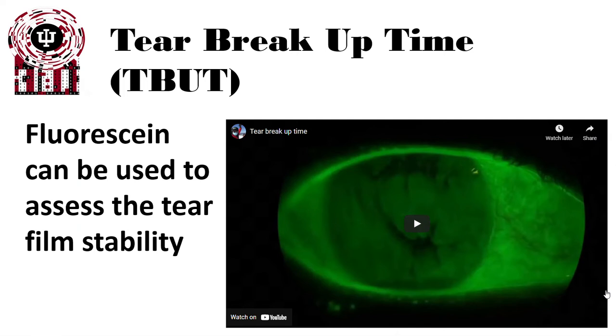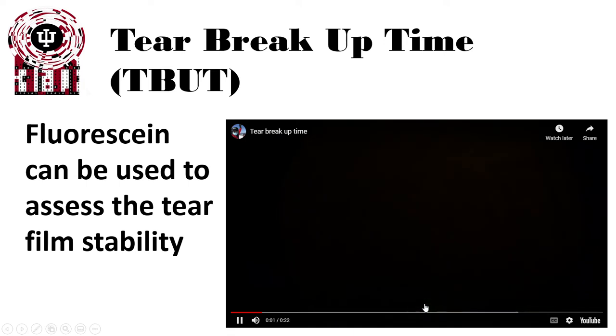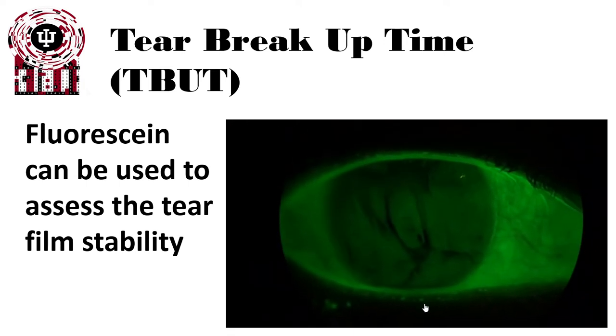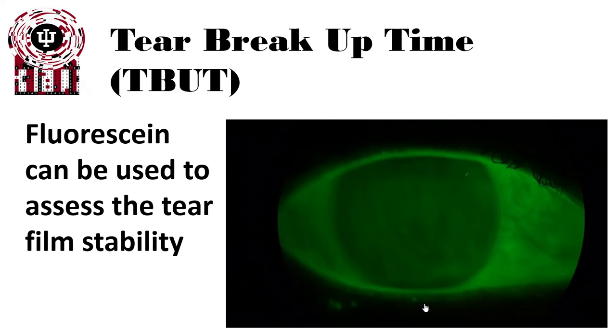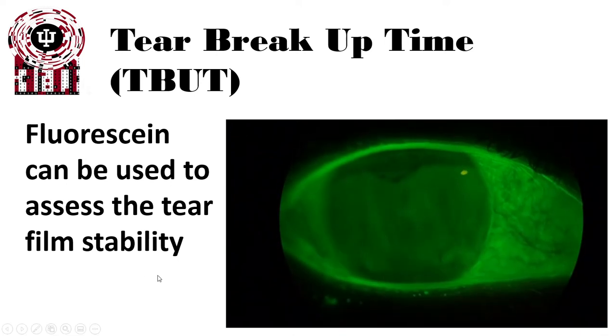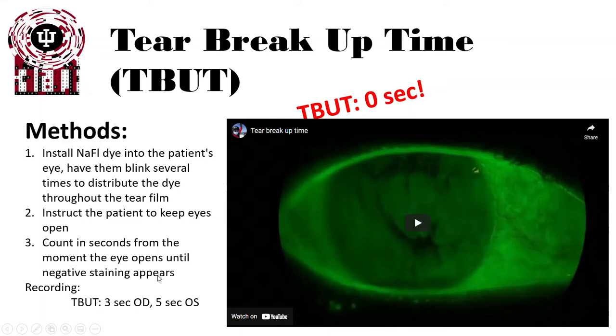Tear breakup time, or TBUT, is the most common use we have of using negative staining with fluorescein. In this situation, fluorescein can be used to assess the tear film stability. Let's watch a quick video from YouTube. In this example, when the patient blinks, they smooth that corneal tear film across that whole cornea. But as they keep their eyes open, we see that tear film start to break down, and we start to see those black lines starting to show up. This shows that the tear film is broken up in those locations where we have that black area, or negative staining.